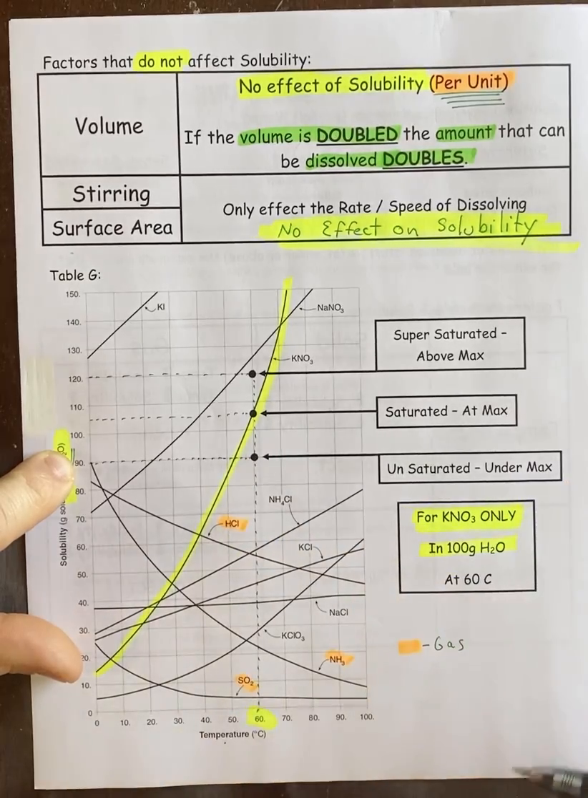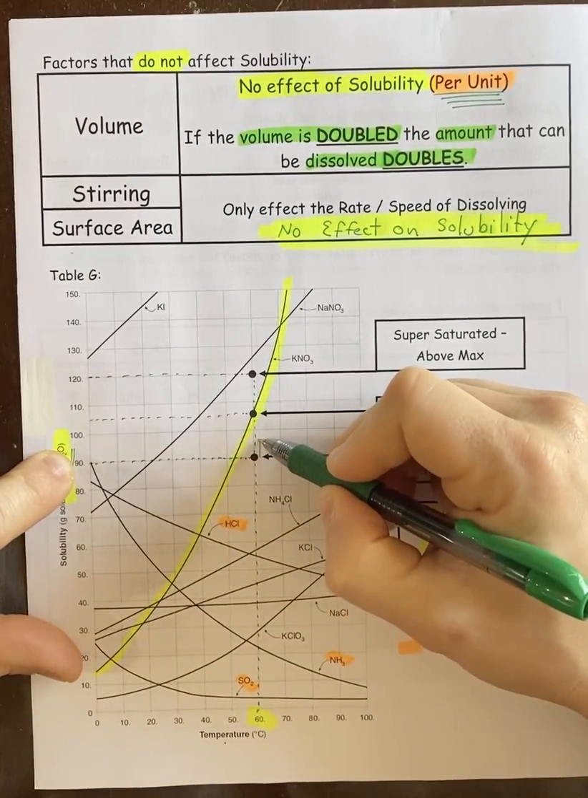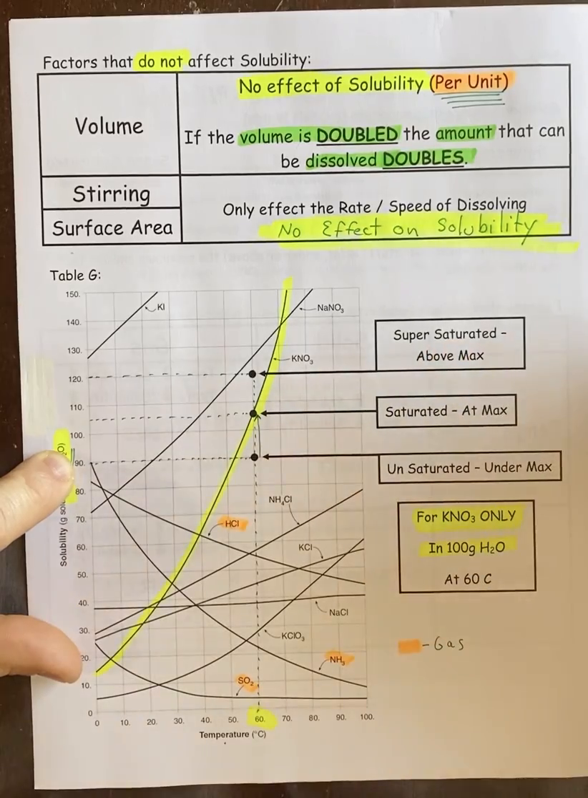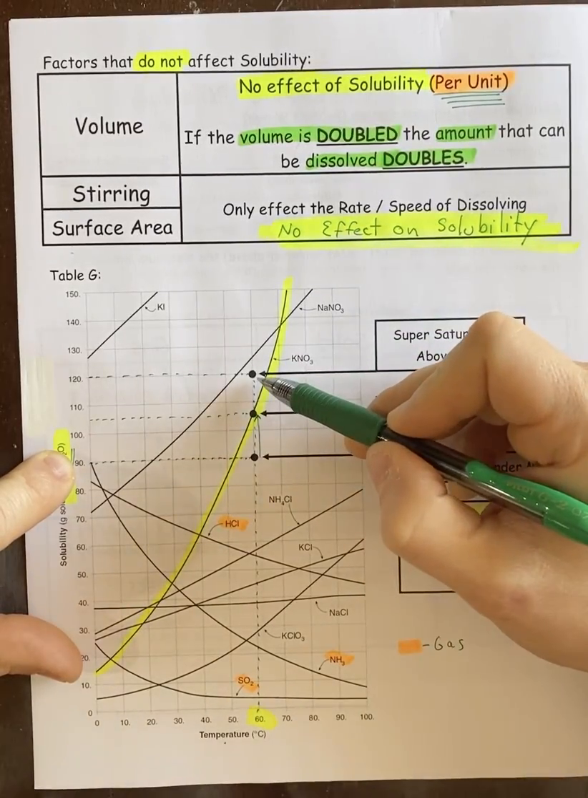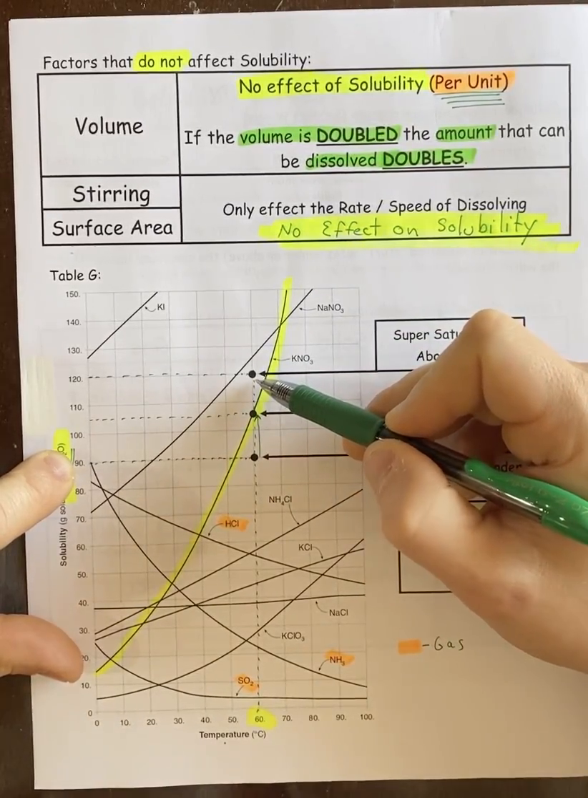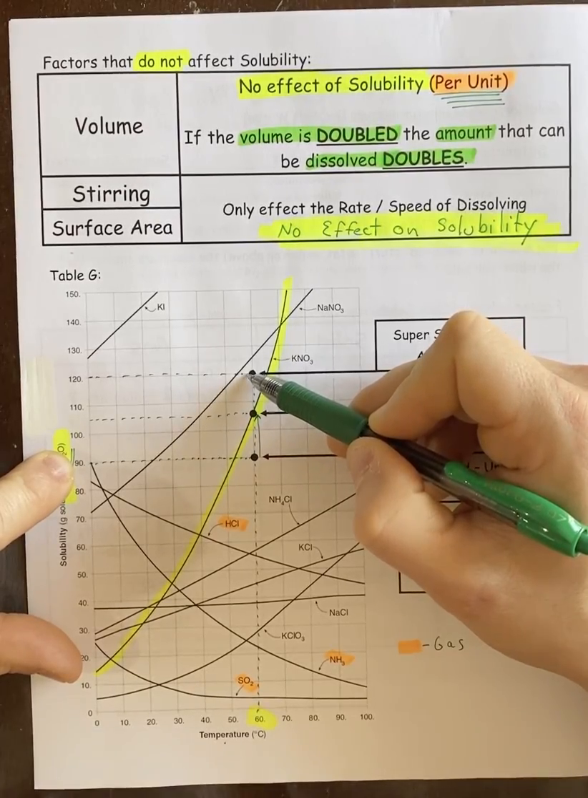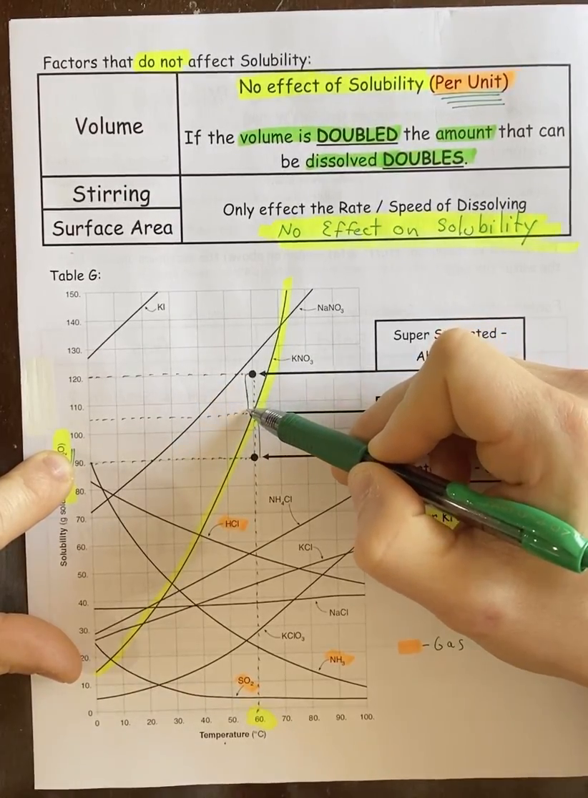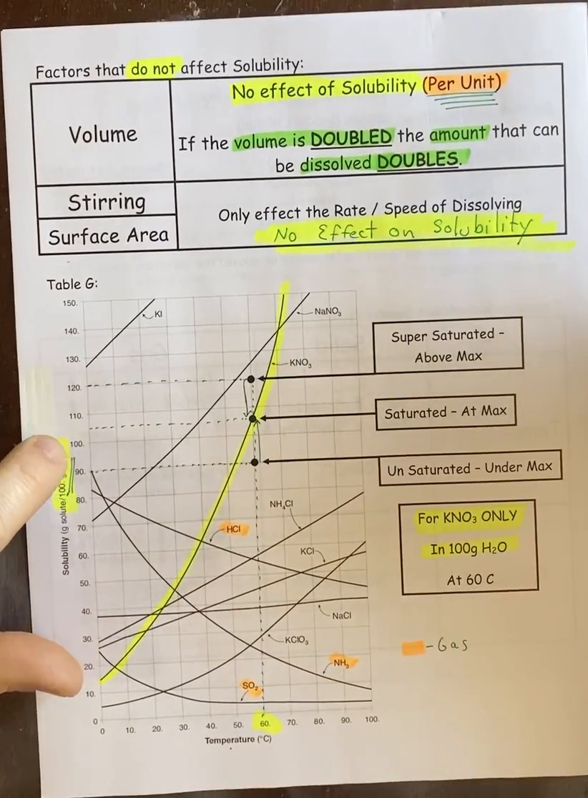If I wanted to saturate that solution, I would have to add the amount needed to get up to the line. If I was supersaturated and I disturbed it in any way, then the amount that would fall out would be the amount that it takes to get me down to the line. And that's pretty much how Table G works.